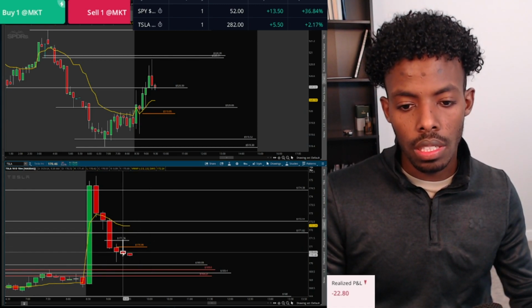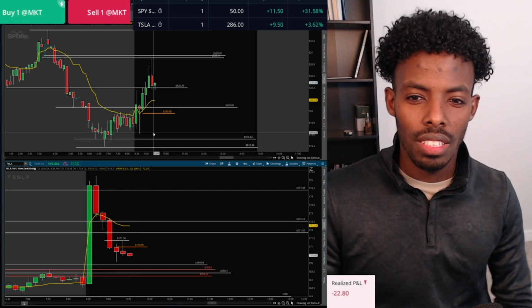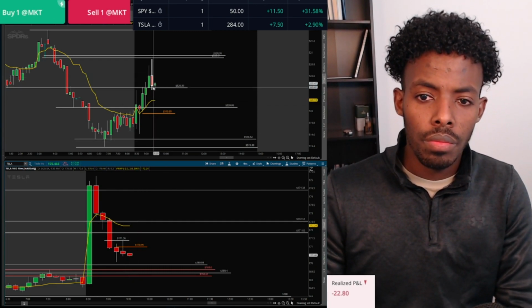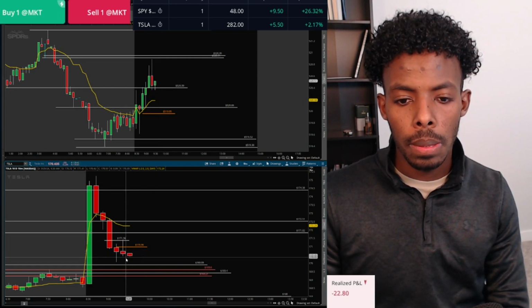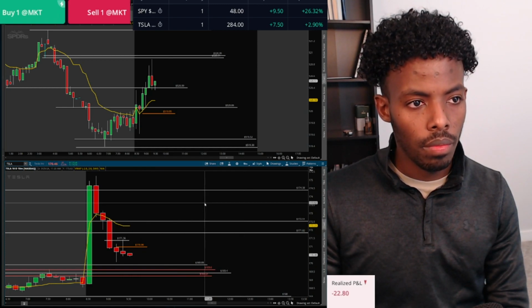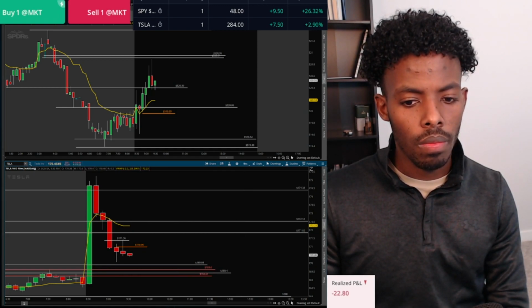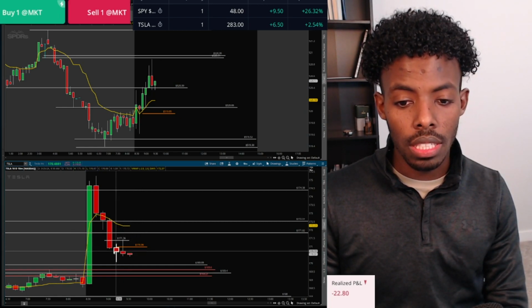Look at this wick right here. Seller said, nah. Right? So here we go. That's our stop loss for Tesla, guys. At this point, how weak it is.